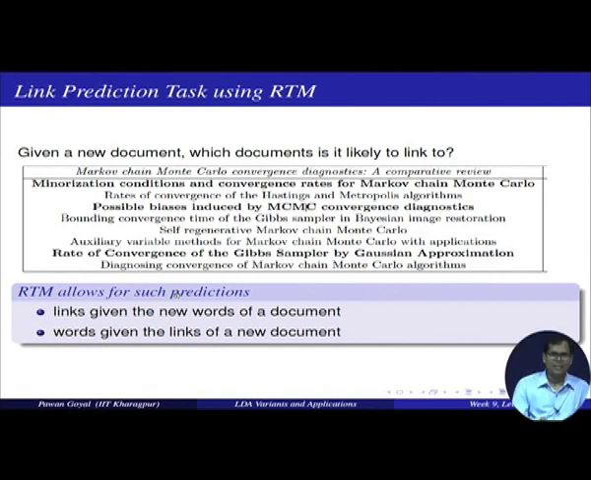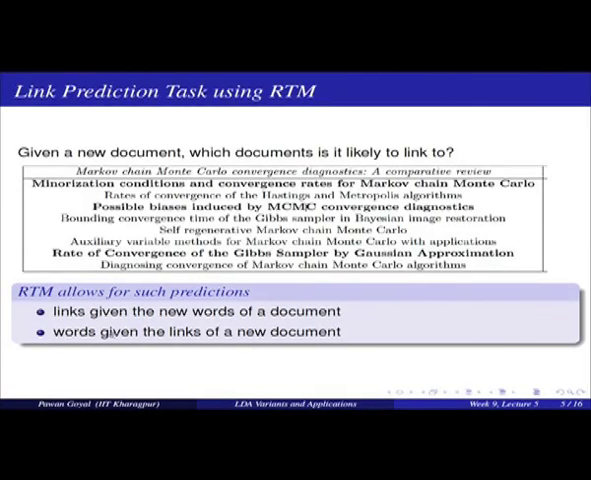So, RTM in general can allow for prediction that given a document with new words, what documents it will link to. Okay, this is one thing that can be done. Also, suppose you give a link, that this document links to another document, what will be the approximate distribution of words of that document, that also can be found using my RTM model. So, links given the new words of a document and words given the links of a new document, both can be handled.